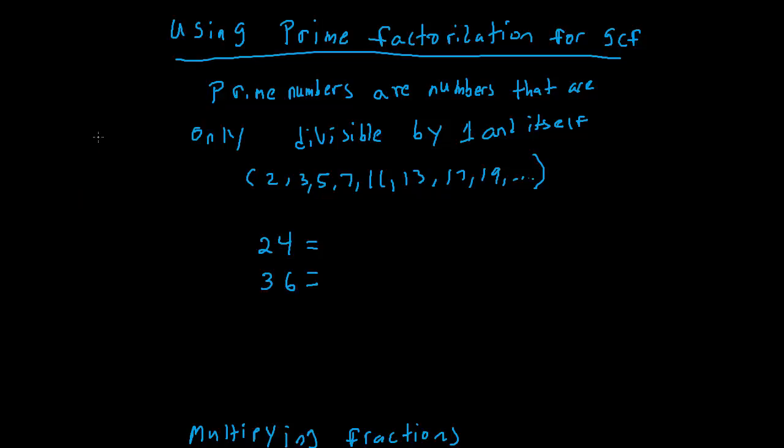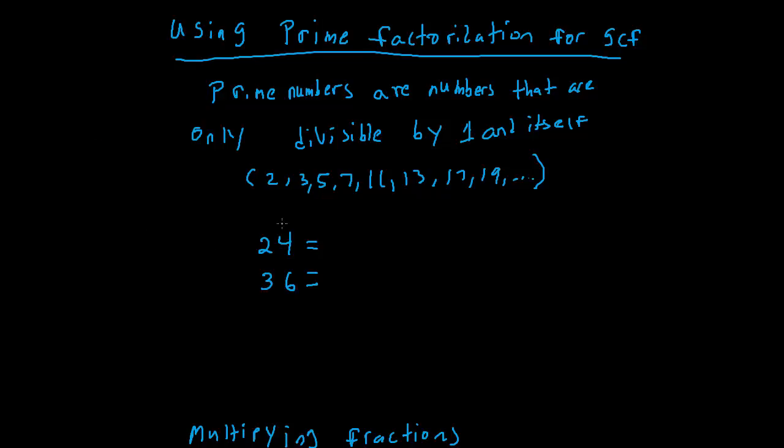Using prime numbers. Prime numbers are numbers that are only divisible by 1 and itself. So for example, 2, 3, 5, 7, 11, 13, 17, 19. Those numbers cannot be divided by anything except for 1 and itself. As you can see, 9 is not there. It's not just odd numbers. 9 is divisible by 3, 9, and 1. It's more than 1 and itself, because the number 3 divides 9. In these cases, it's just divisible by 1 and itself.